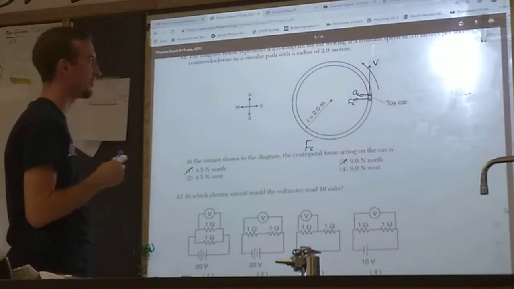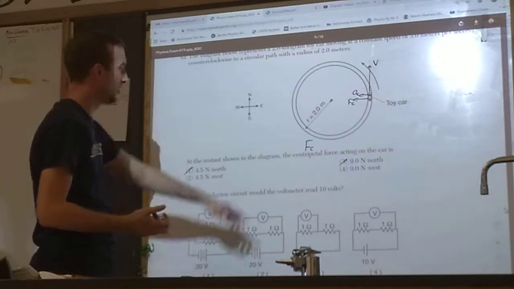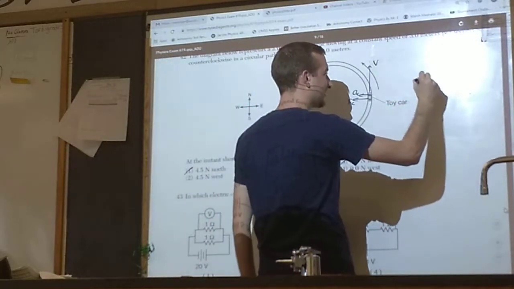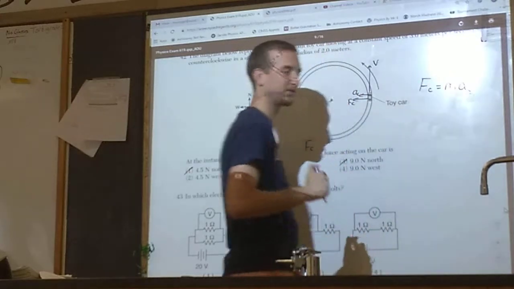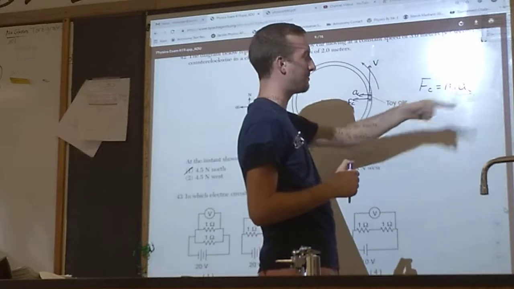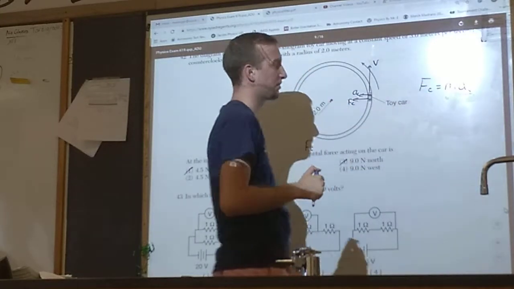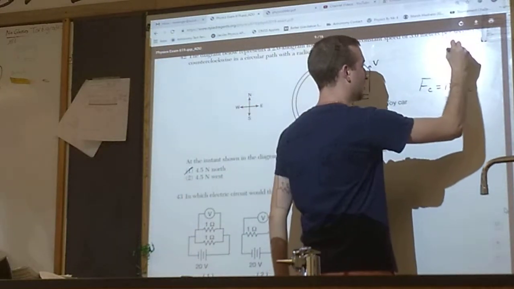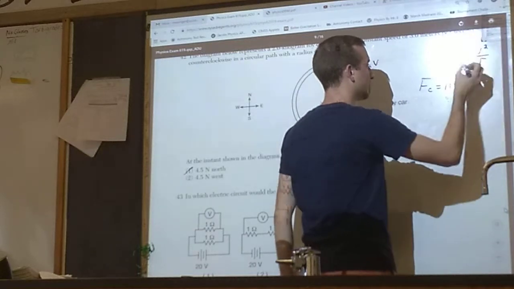Now we can actually calculate our answer. We know that the centripetal force, centripetal is just a fancy word for net. So we can rewrite Newton's second law in terms of centripetal forces and accelerations. Instead of writing F net equals ma, we write Fc, the centripetal force, is equal to the mass times the centripetal acceleration. We also know an equation for centripetal acceleration right from the reference tables. It is v squared over r.